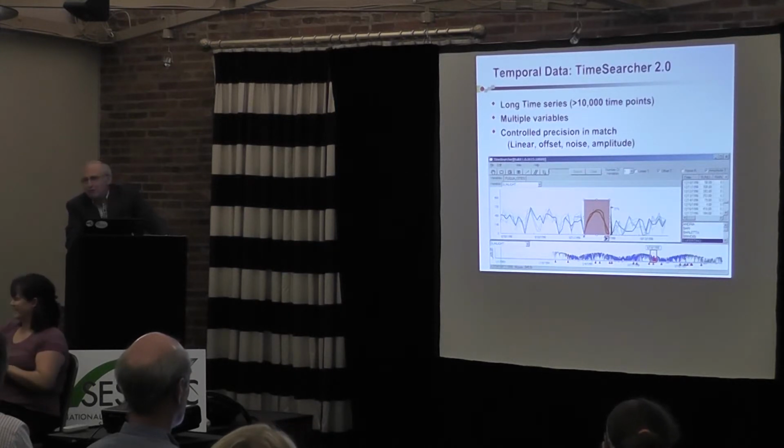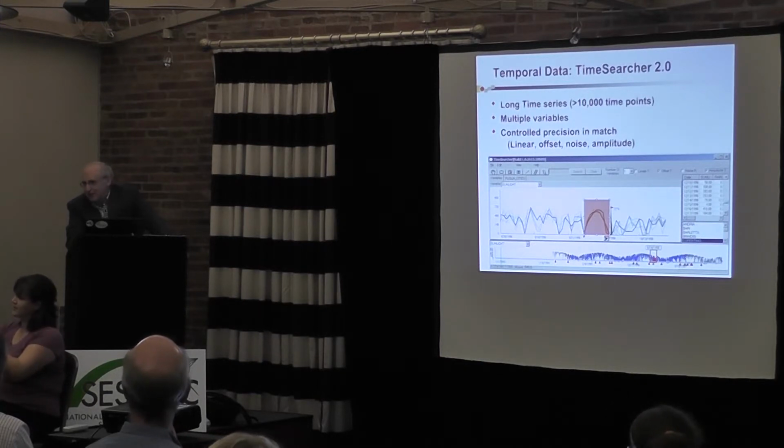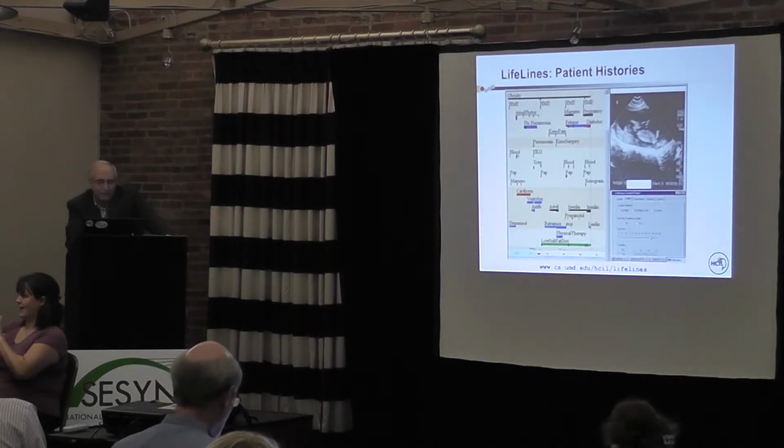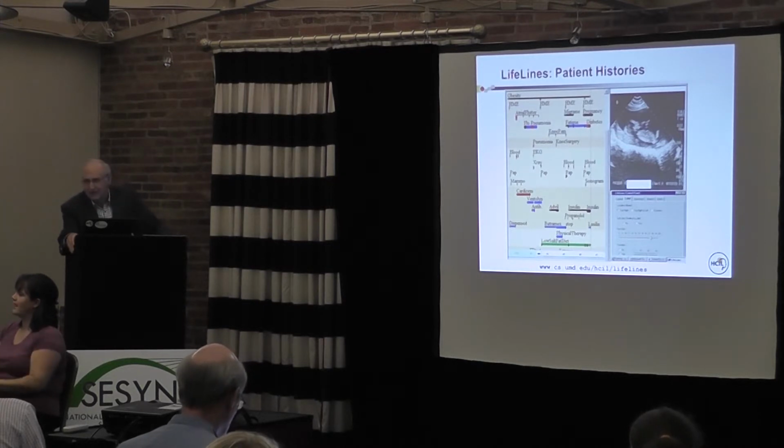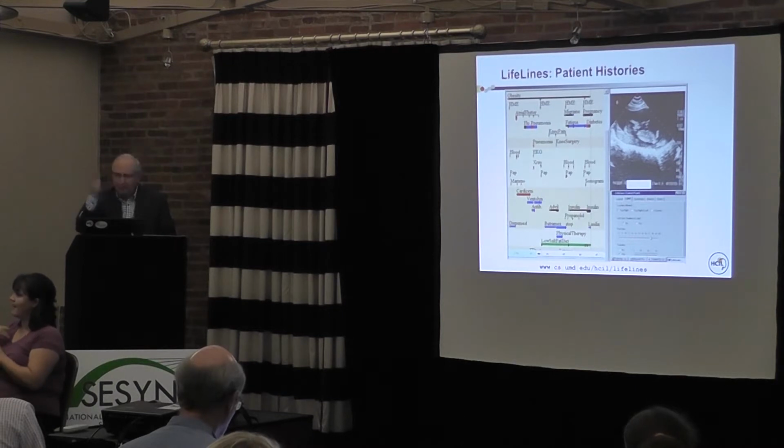There is a Time Searcher 3.0 which does prediction based on the previous time periods, and so that takes the technology a bit further. Other forms of temporal data we call categorical data. So instead of having a value that goes up and down, you have point events, and our major application for that was electronic patient history.